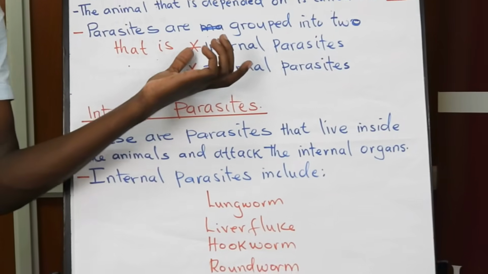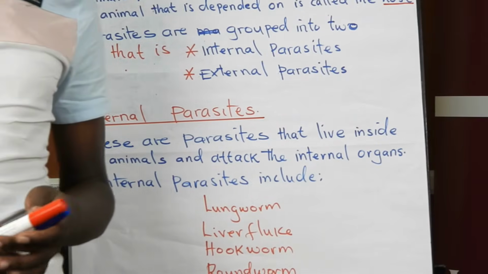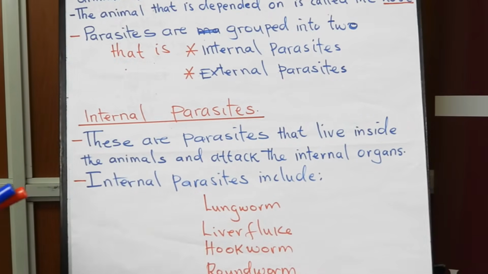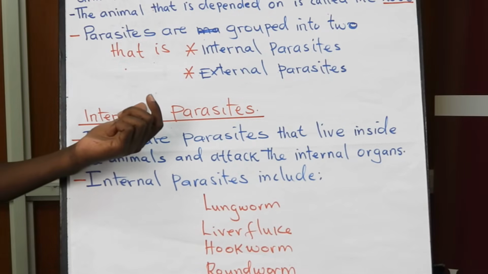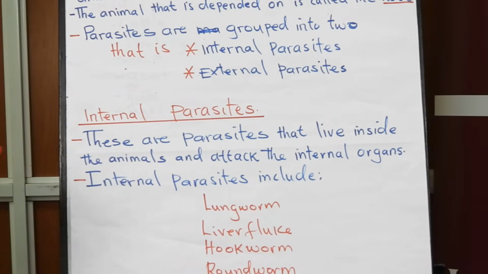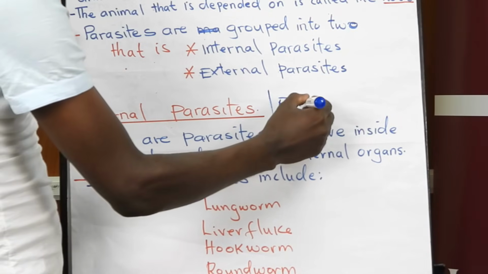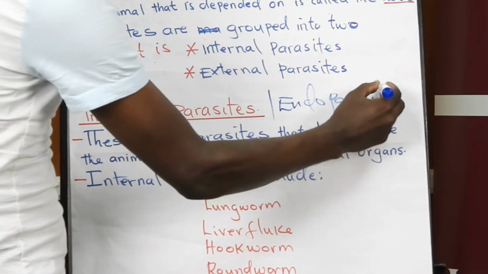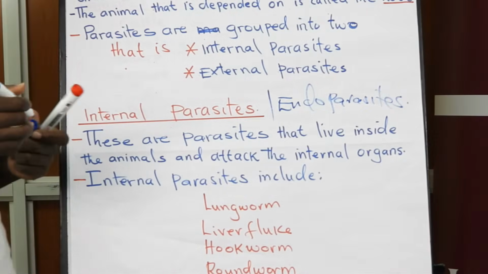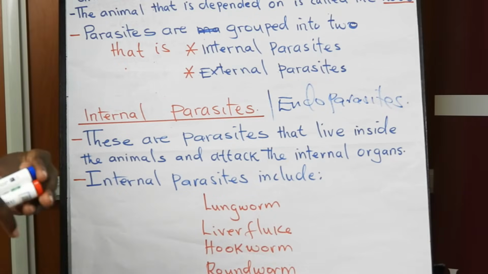So under parasites, we have groups of parasites. The two groups of parasites are the internal parasites and the external parasites. I'll take you one by one through internal parasites. Internal parasites are also called endoparasites. And what are these internal parasites? These are parasites that live inside the animal and attack the internal organs.